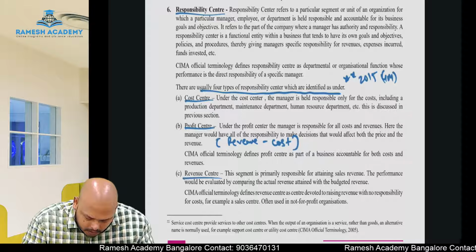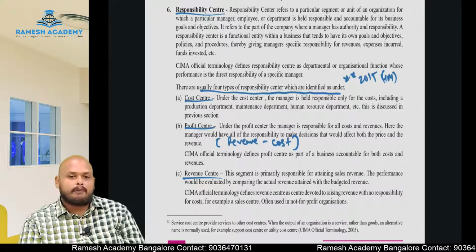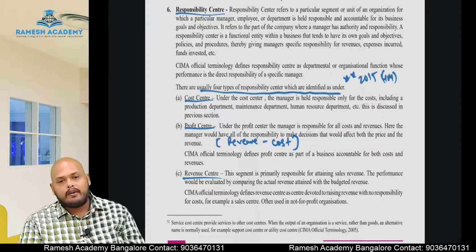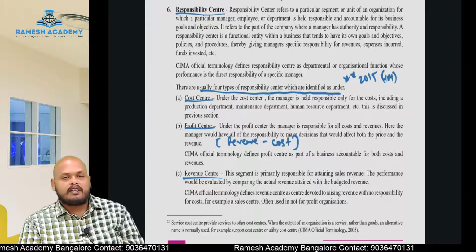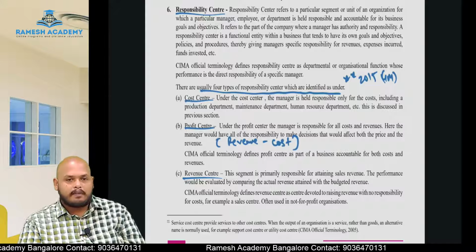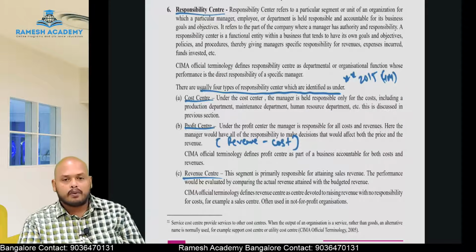Third one is a revenue center. This center is primarily responsible for generating the revenue for the business organization. By selling the goods to the customers, this center is responsible for generating revenue for the business organization. That we will call a revenue center.